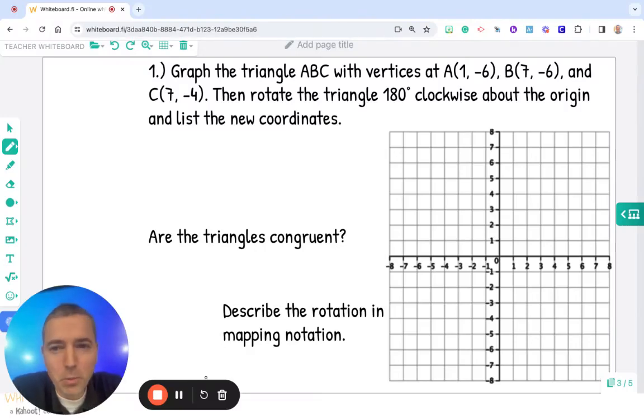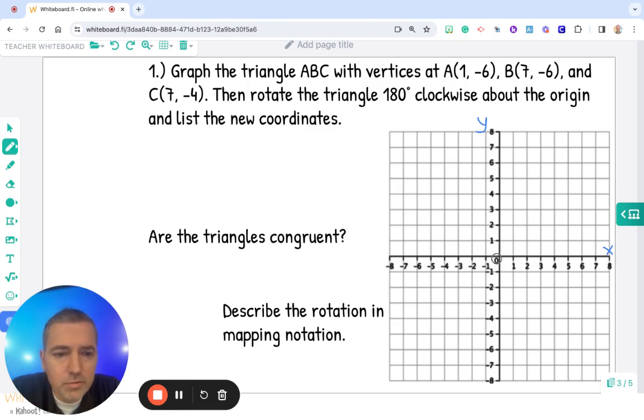Hey guys, let's answer question number 1. Graph the triangle ABC with vertices that gives us the 3 coordinates. Then rotate the triangle 180 degrees clockwise about the origin and list the new coordinates. So let's label the y and the x.